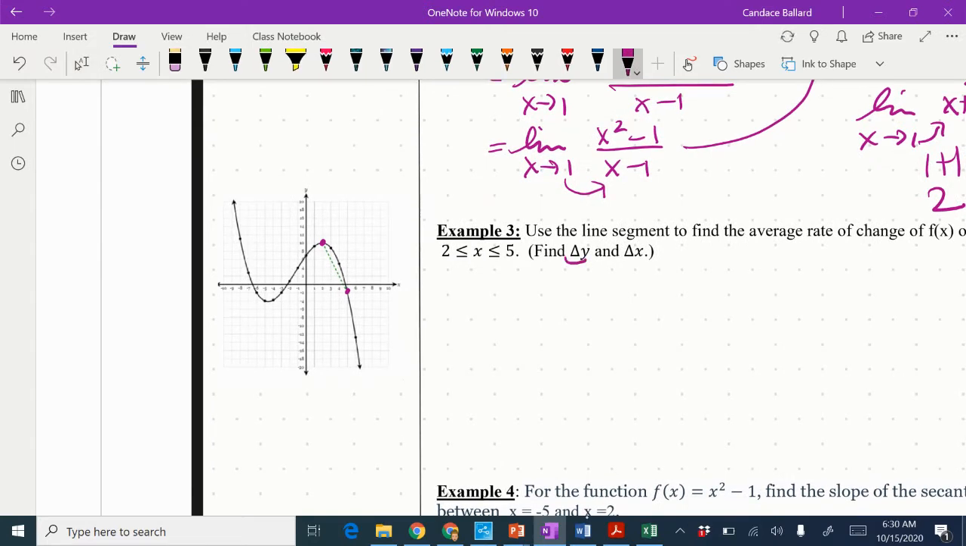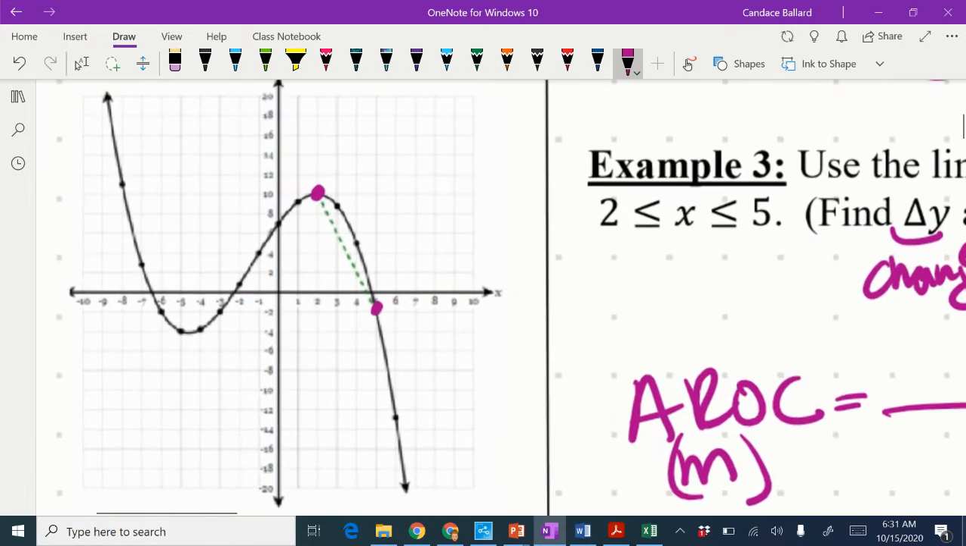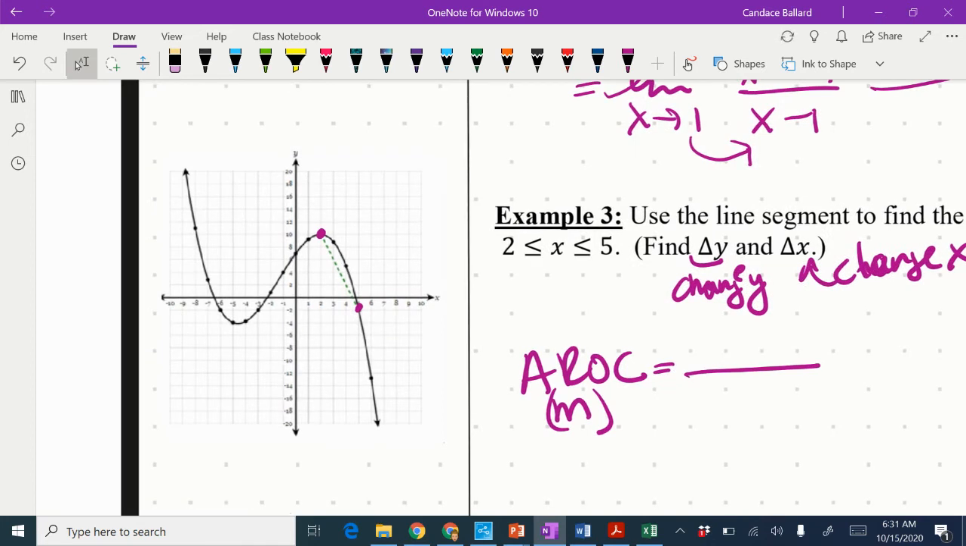Then you're going to use the line segment to find that rate of change. When they're talking, this means change in y, and this means change in x. So basically, I've got to count my change in y over my change in x, which is going to find me the average rate of change, which is also equivalent to the slope. So I'm going to count the slope in this graph. I'm going to zoom in so I can see a little bit better. Or not, it's super blurry, isn't it?